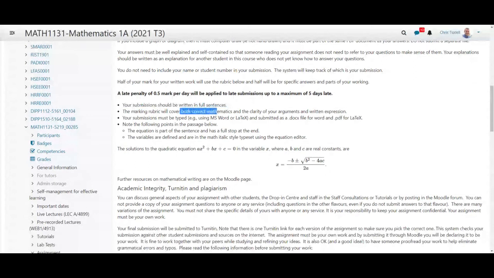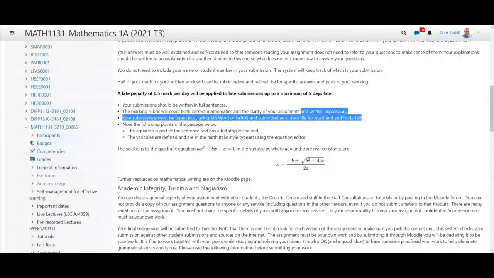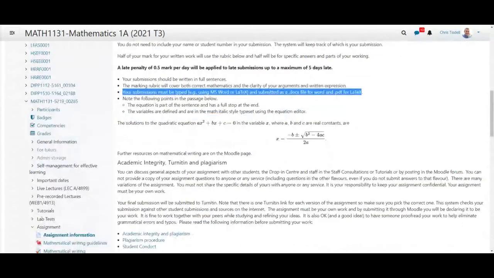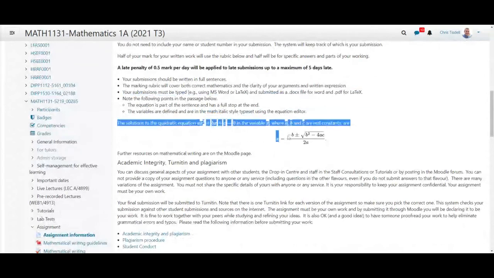They'll look at whether the mathematics is correct, and the clarity of your arguments and the written expression. So you need to type. And you can see, here's an example of some mathematical writing. The sentence starts with a capital letter. It ends with a full stop.